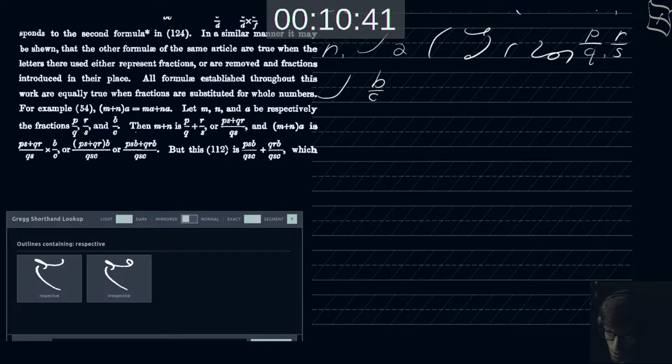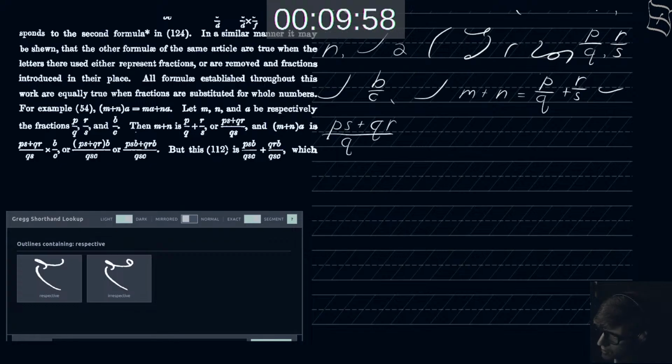Then, so we work this out, then m plus n is equal to P over Q plus R over S, or PS plus QR all over QS.